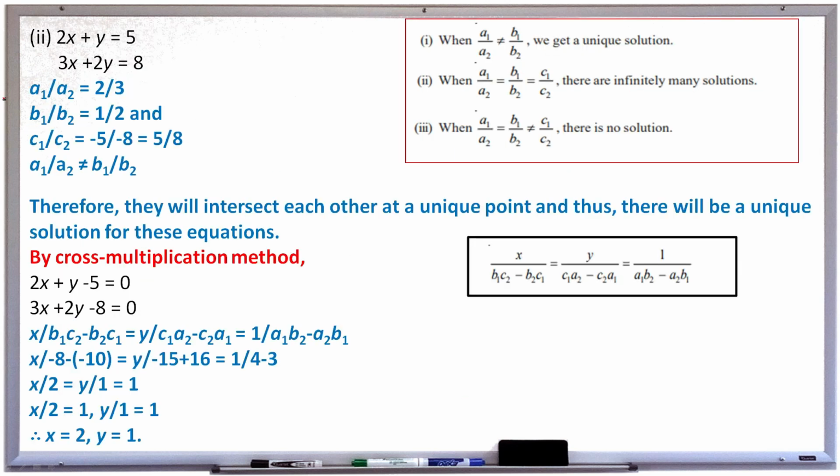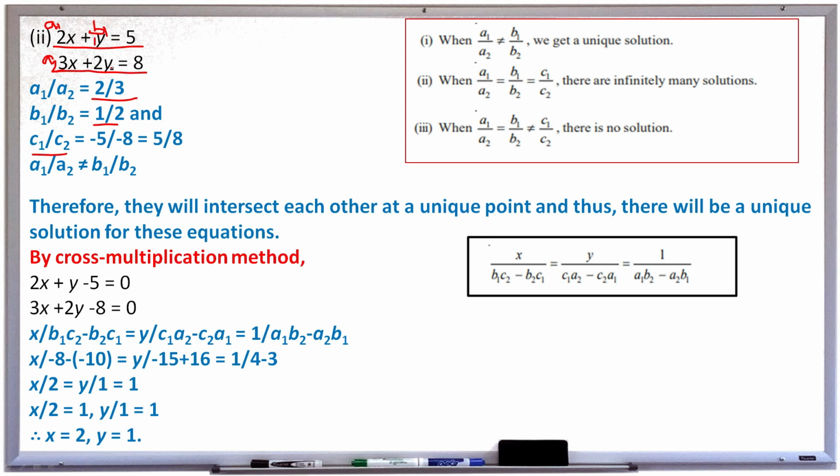Second question, consider the linear equations 2x plus y is equal to 5, 3x plus 2y is equal to 8. Again a1 by a2, this is a1, this is a2, so a1 by a2 is 2 by 3. Here the b1 value is 1, because if there is no coefficient of y, then 1 will be there, so 1, and b2 is 2, so 1 by 2.